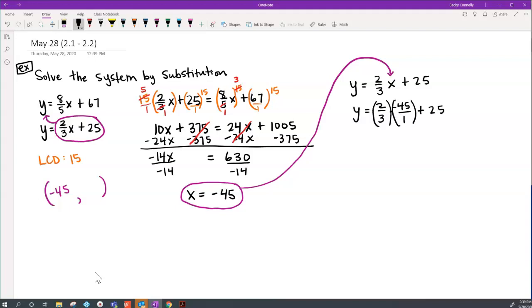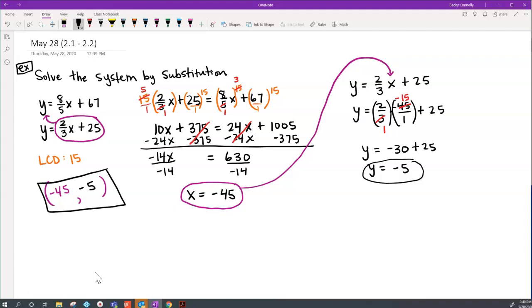Okay. And then again here, when I'm multiplying fractions, you could multiply across the top, multiply across the bottom, and then divide them out, or you could reduce first, right? 3 goes into 3 once, and into negative 45, negative 15 times. And so then that's going to give us y equals negative 30 plus 25. And so y equals negative 5. So there's my other solution. So I found my x and my y. So let's put that over here, and then this will be my answer.